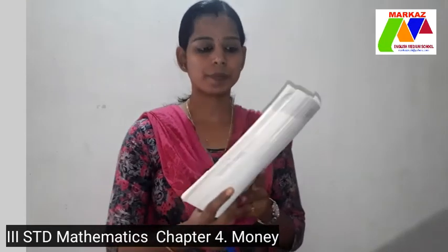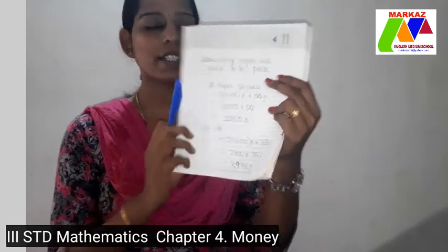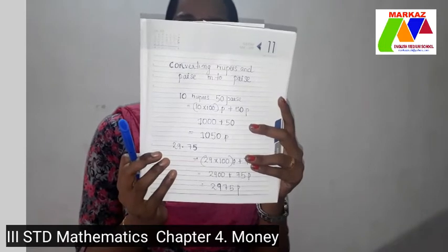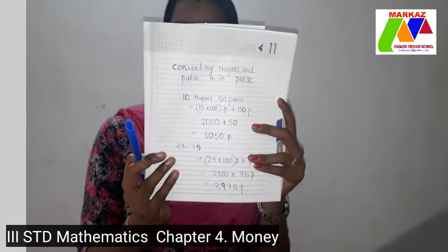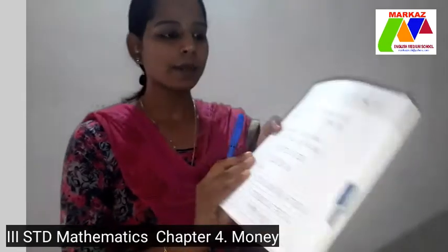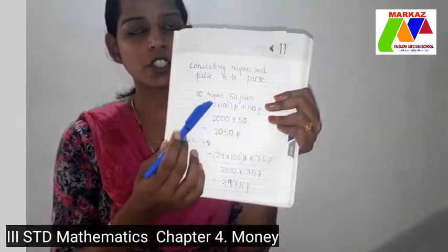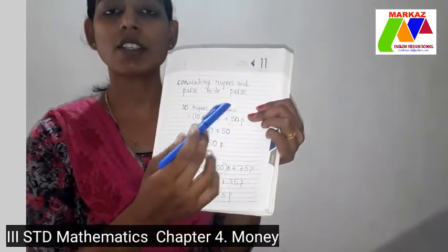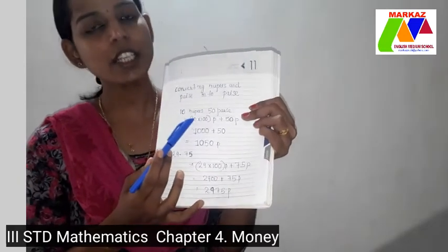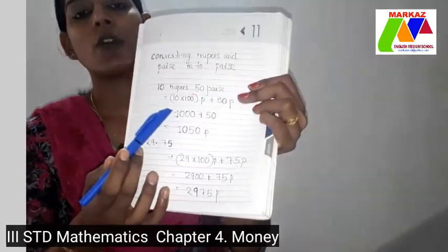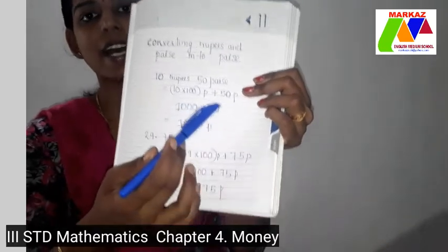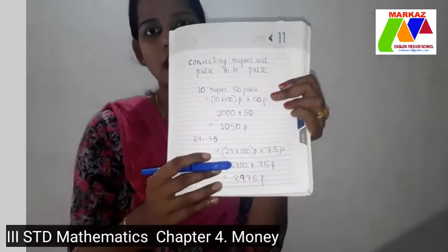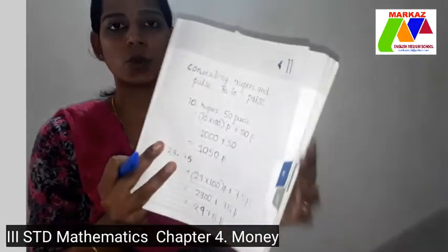Okay, so here, look at this, 10 rupees and 50 paise. So I already said in order to convert the rupees into paise, we have to multiply it with 100. So here the 10 rupees, first we have to convert it into paise. So 10 into 100 plus that extra 50 paise. So 10 into 100 is equal to 1000, plus that 50 paise. So 1050 paise is the answer. Understood? So let's check the next one.